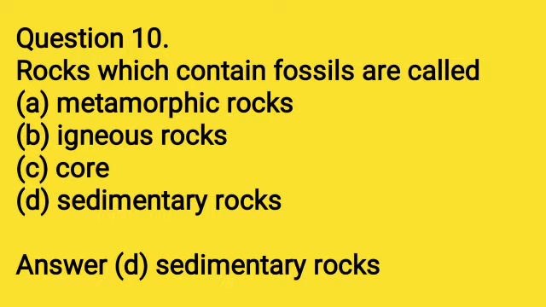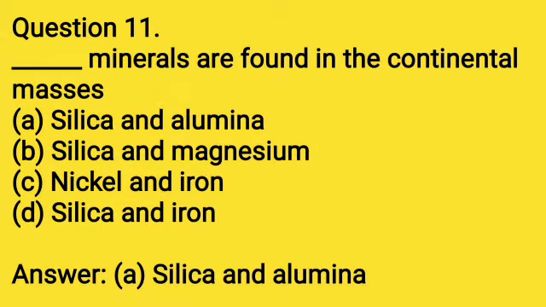Question 10. Rocks which contain fossils are called A. Metamorphic rocks. B. Igneous rocks. C. Core. D. Sedimentary rocks. Answer D. Sedimentary rocks.